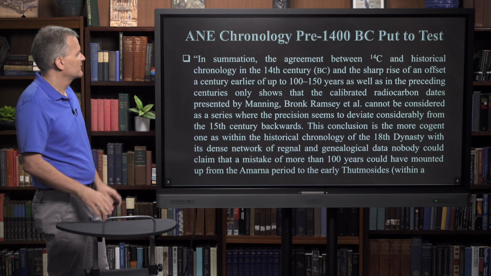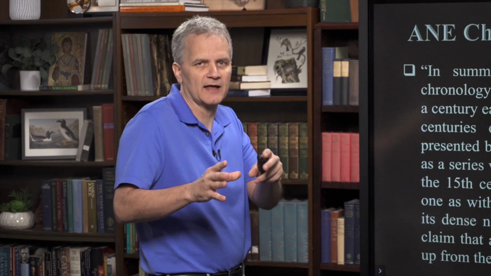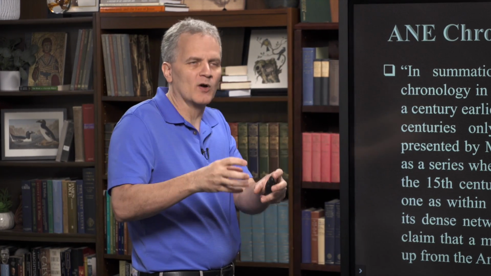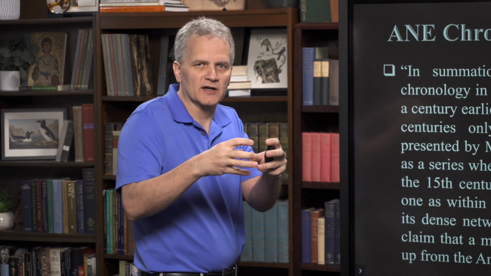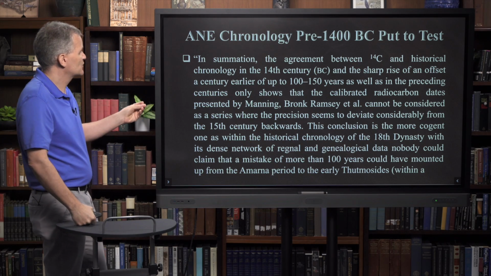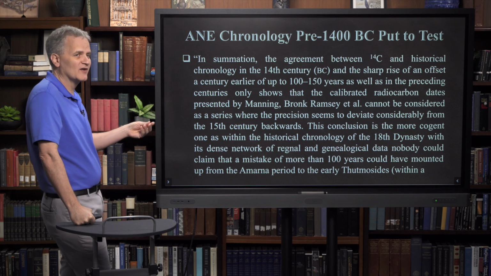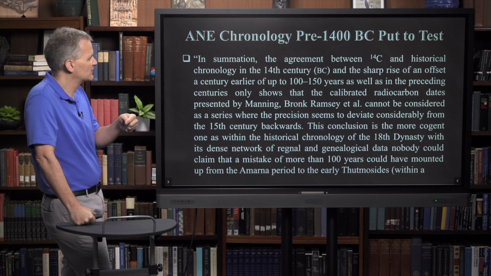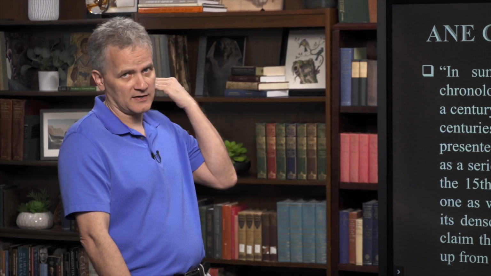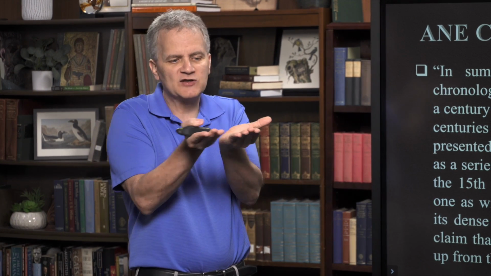In summation, the agreement between carbon-14 and historical chronology, that's what we looked at, where there are historical ways of dating things that we know about that can give us dates on an absolute timeline. And in the 14th century BC, and the sharp rise of an offset a century earlier of up to 100 to 150 years, as well as in the preceding centuries, meaning in the centuries before that, you have that same offset. In other words, they don't match up.